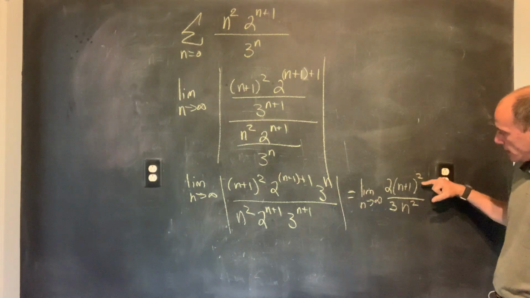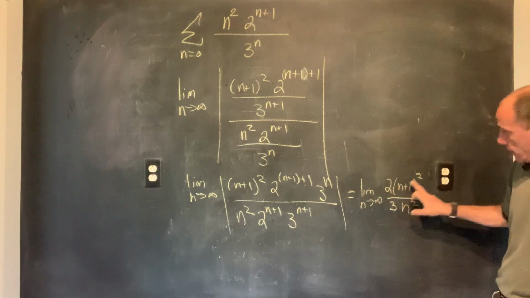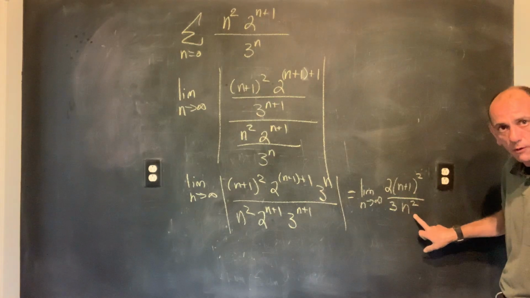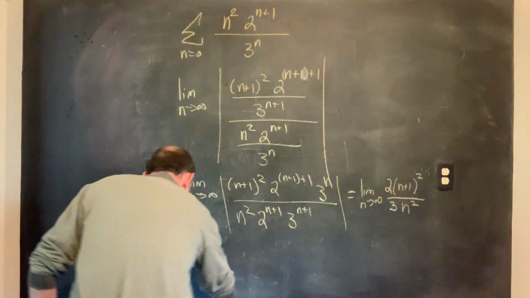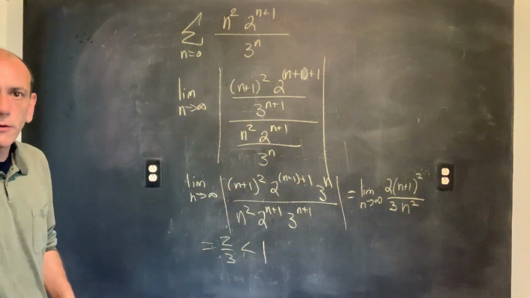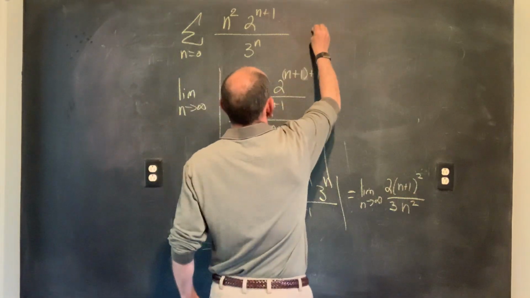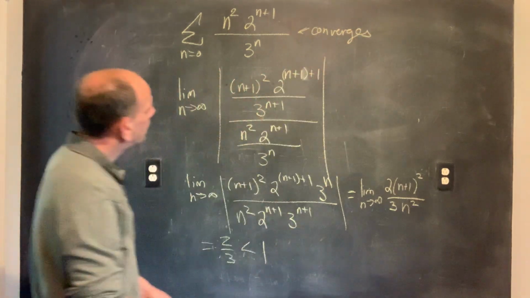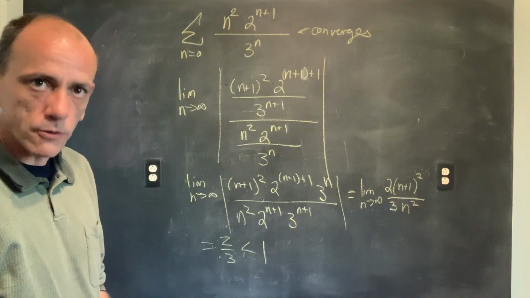Now I don't need to distribute this out. I don't care, right? All I care about is the degree. The degree of this is a square. That means this is going to infinity at the same rate as this is going to 0. They cancel each other out. It's just the ratio of the leading coefficients. So that limit is 2/3, which is less than 1, which implies that my original series converges absolutely, which implies that the series converges. All right, by the ratio test. That series converges absolutely, and so it converges.